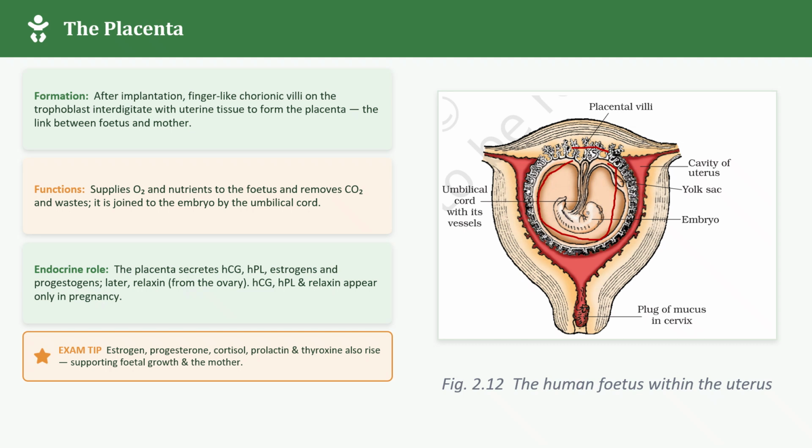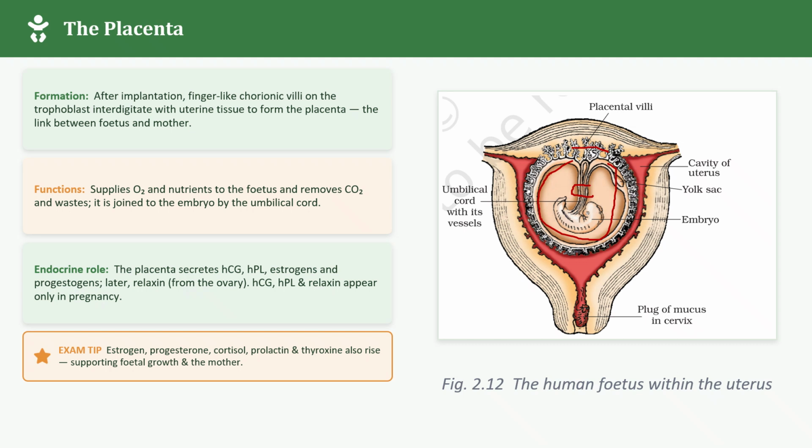Let's see the functions of the placenta. Placenta performs several functions. First, it supplies oxygen and nutrients from the mother's blood to the fetus. Next, it removes carbon dioxide and metabolic waste from the fetus. Next, it prevents direct mixing of maternal and fetal blood while allowing exchange of substances. And it also connects to the fetus through the umbilical cord. So this is the umbilical cord, children, which transports the nutrients, oxygen and waste.